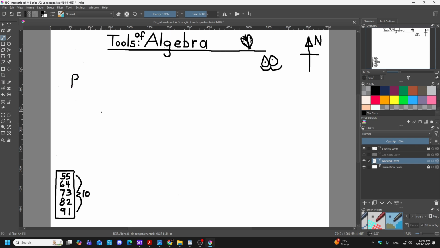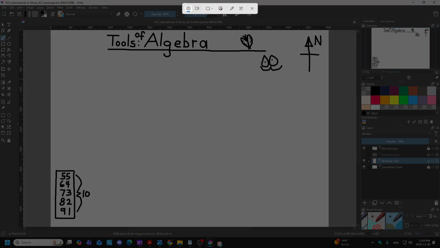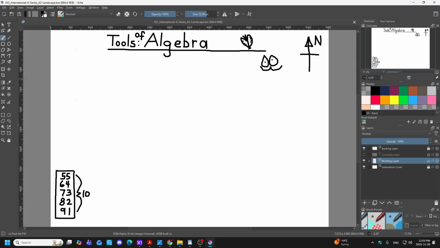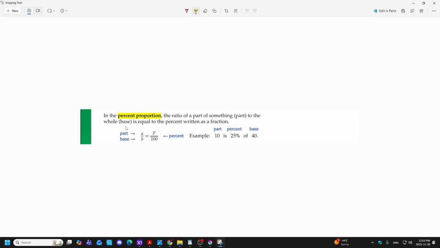Actually, I'm going to do this instead. It will save some time. Plus, it's a lot nicer, a lot more legible. There we go. Okay. In the percent proportion, that's the part I just read: part over base equals P over 100%. Example: the part is 10, 25% is P, and then the base would be 40. So 10 over 40 would equal 25%.